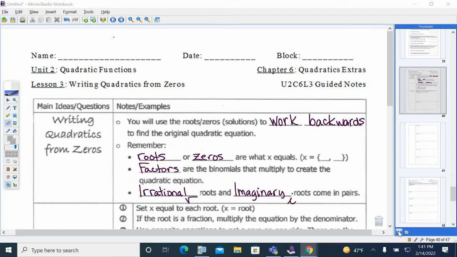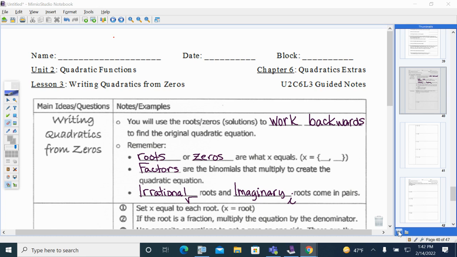This video is on Unit 2, Chapter 6 on Quadratics Extras, Lesson number 3, Writing Quadratics from Zeros. In the notes here under Writing Quadratics from Zeros, the first bullet says you will use the roots, zeros, or solutions to work backwards to find the original quadratic equation.